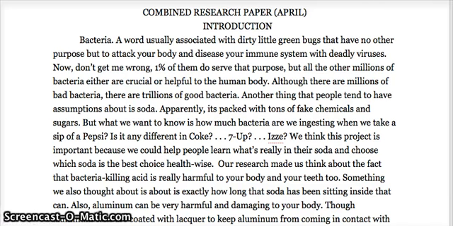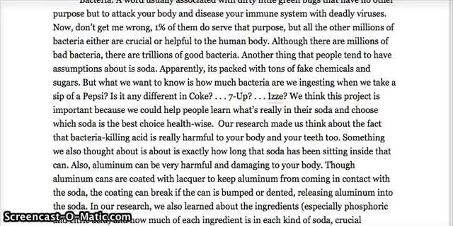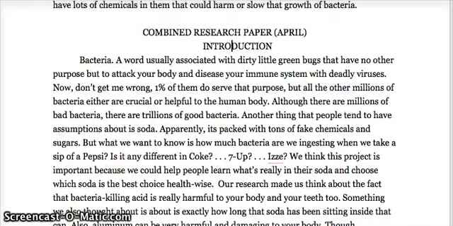This is our combined research paper. Our introduction basically says the reason we want to do this experiment is to find out what's really in soda, because people are always talking about how soda is so bad. So we want to know what kind of bacteria is in it, and maybe what we find out could lead people to choosing a healthier soda.